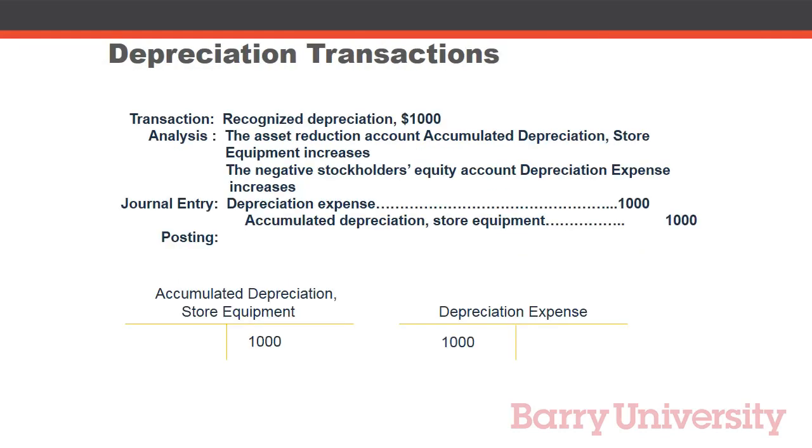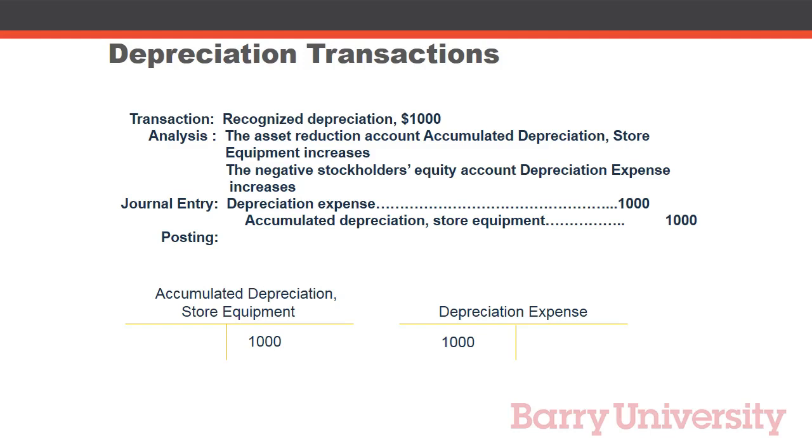Depreciation, that we will see in this slide, is the process of allocating the cost of a long-lived asset. We cannot expense the cost of equipment, for example, in the period we buy it because it needs to be matched to the period in which it will be used to earn revenue. In this case, we are going to depreciate the equipment $1,000.